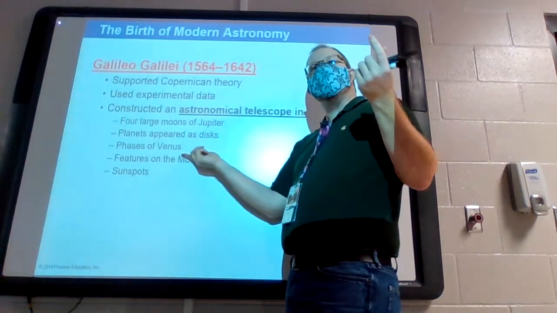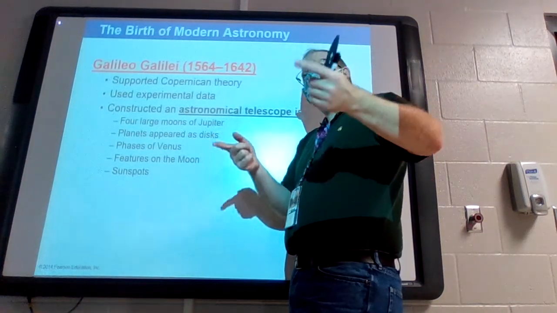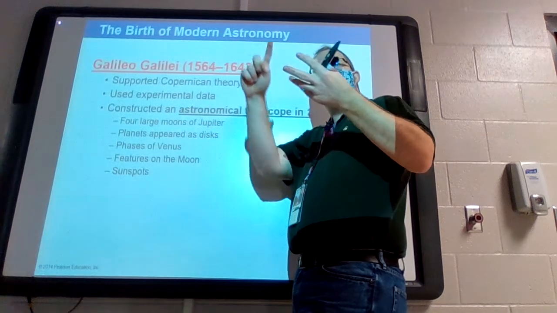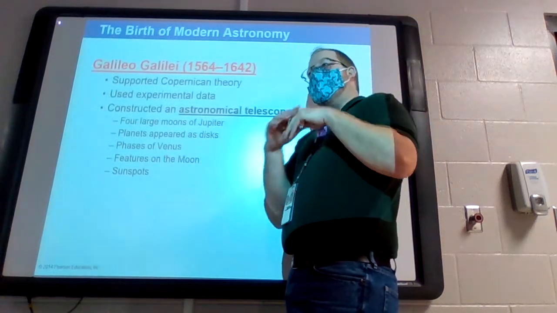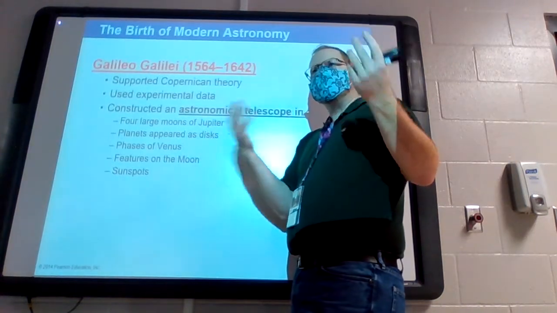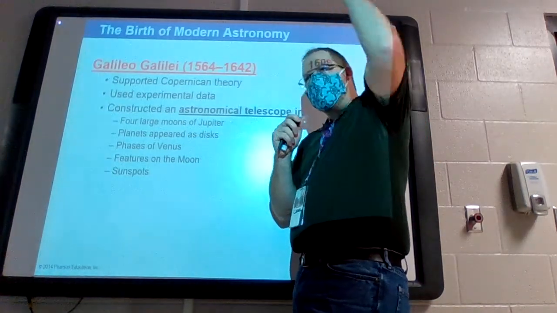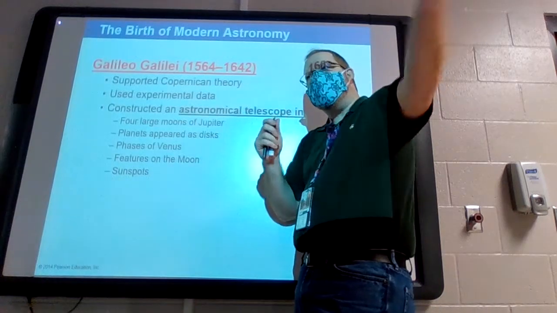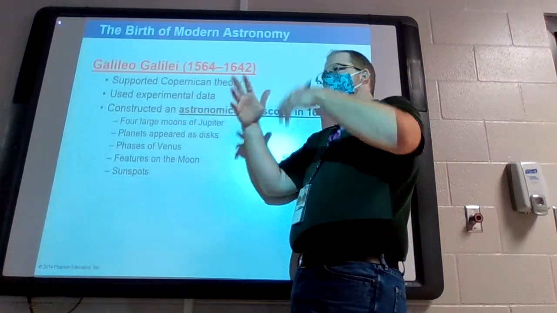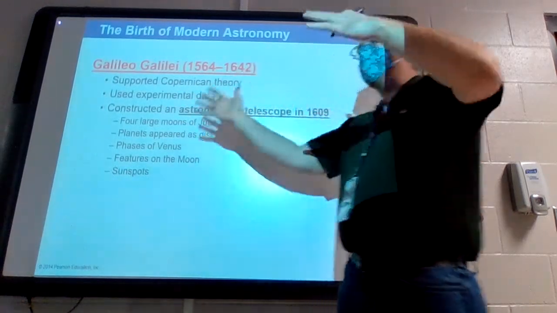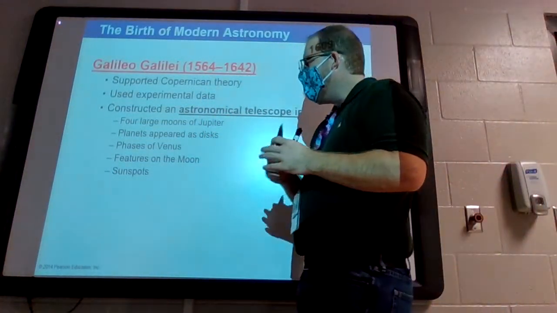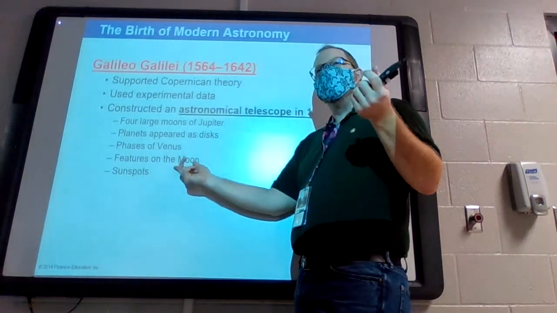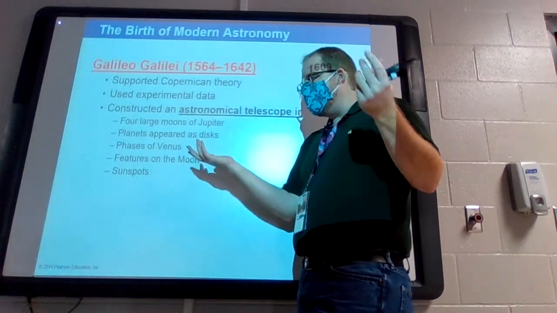He noticed the phases of Venus. So just like the moon has phases, full moon, new moon, waxing, waning, he saw the same things in Venus. Every planet has that, especially from our viewpoint. There's always going to be a light side that's facing the sun. There's always going to be a dark side that's facing away from the sun. And depending on what angle it is from us, we're going to see more or less of that light and dark side.